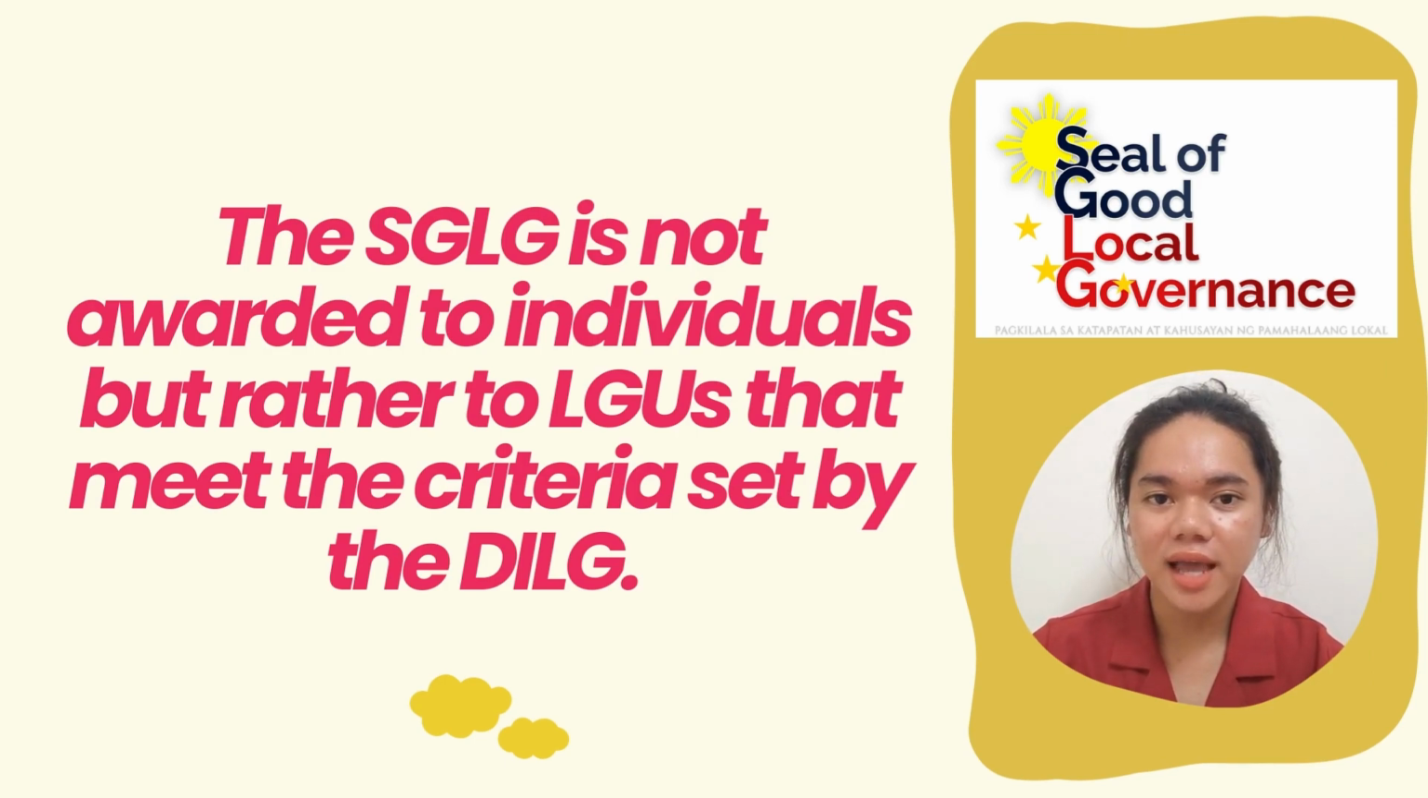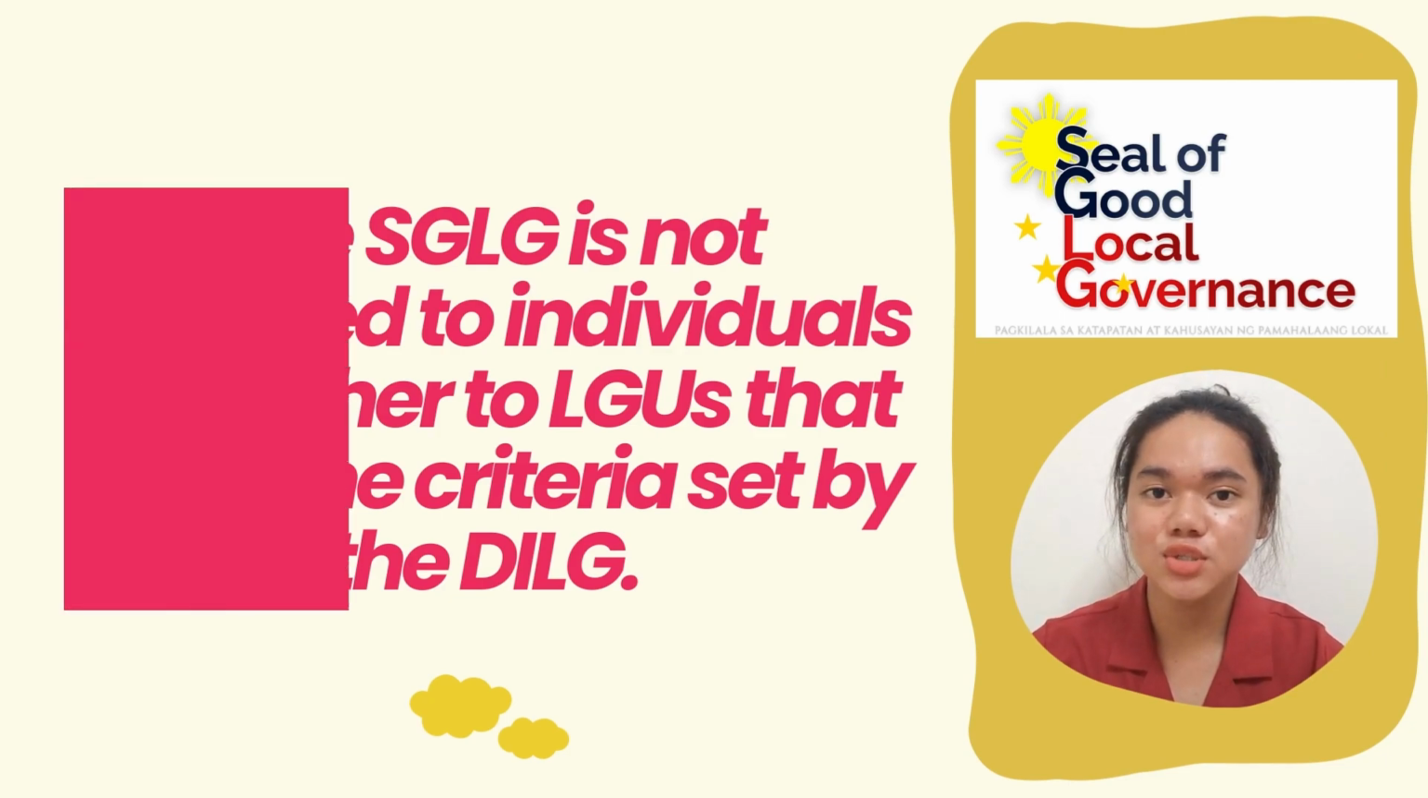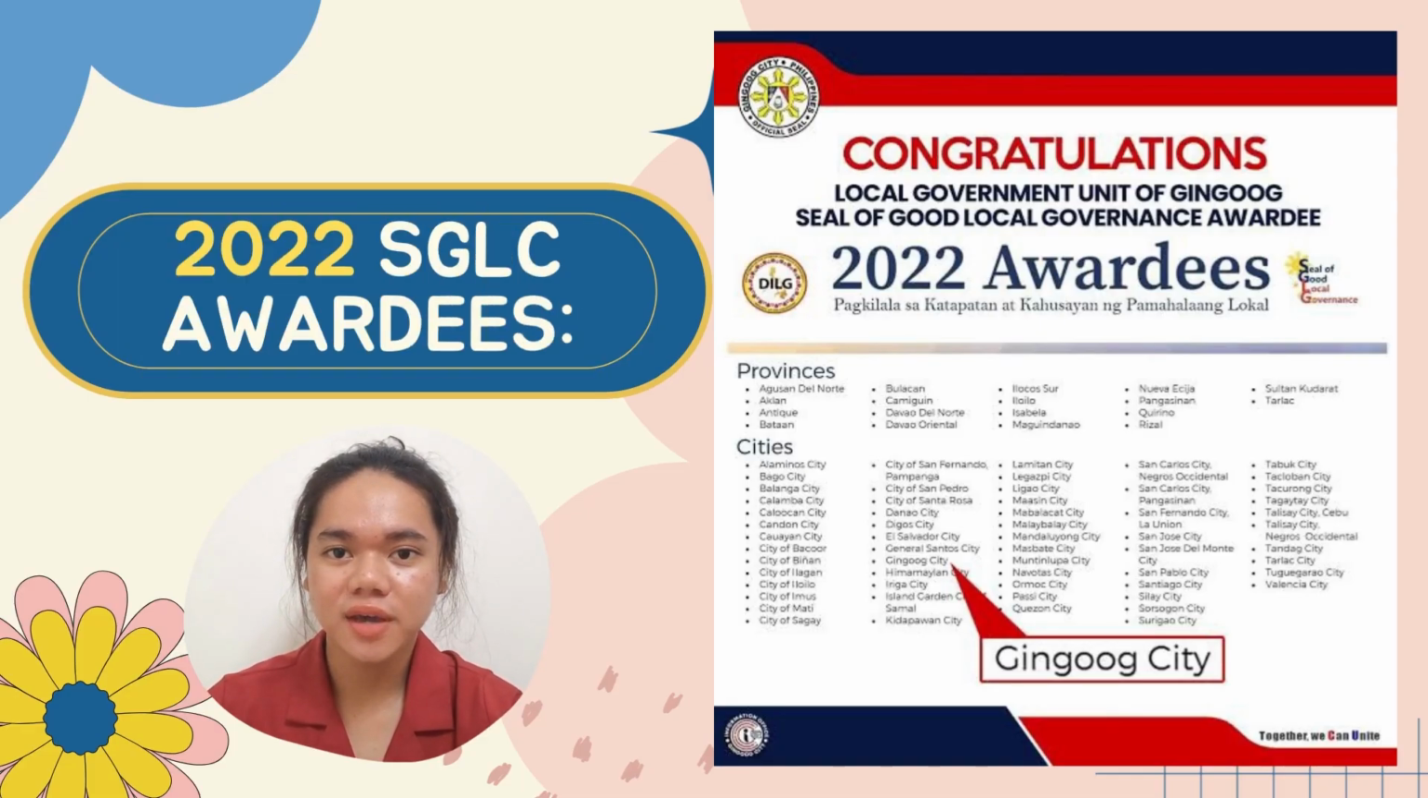This award is given annually and is intended to encourage LGUs to improve their governance practices and provide better services to their constituents. The DILG Region 5 congratulates the following 9 local government units of Bicol Region conferred with the 2022 Seal of Good Local Governance National Awards during the first cluster awarding ceremony at the Manila Hotel on December 14, 2022. So here are the examples of LGUs that have been awarded by the SGLG.